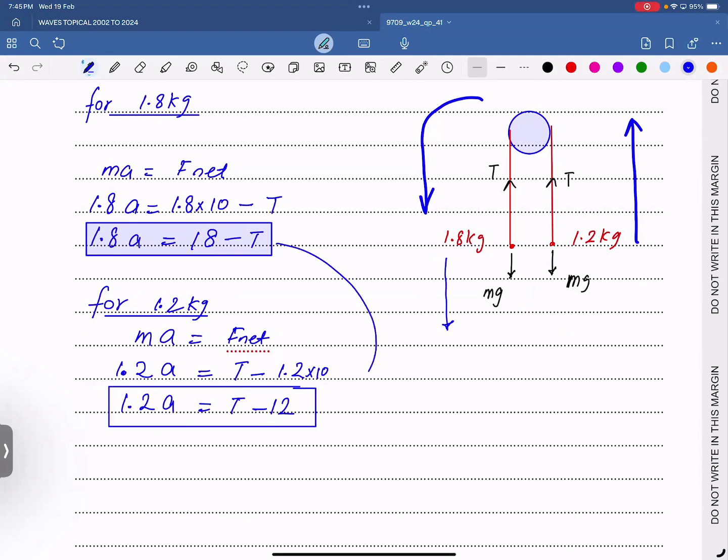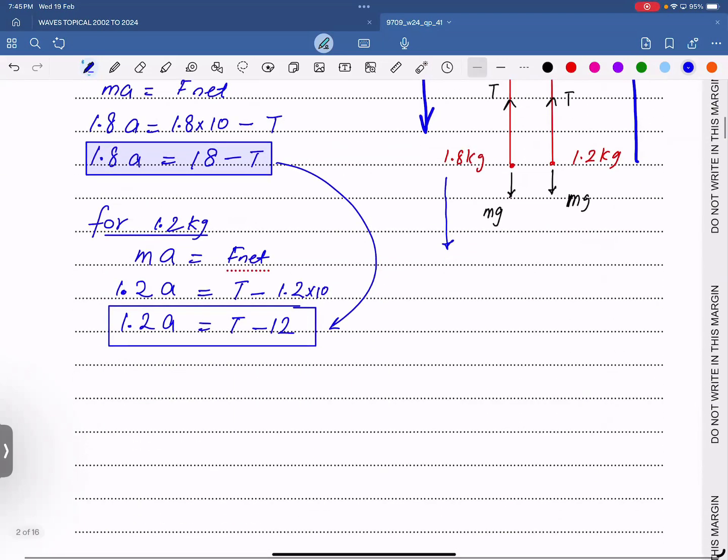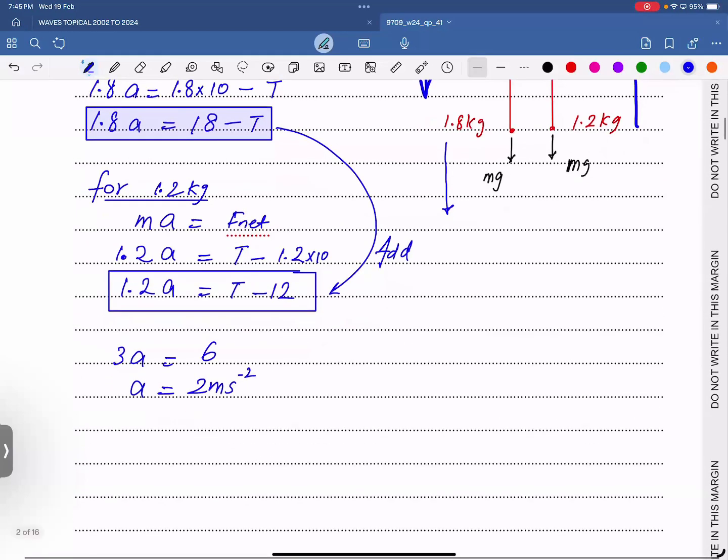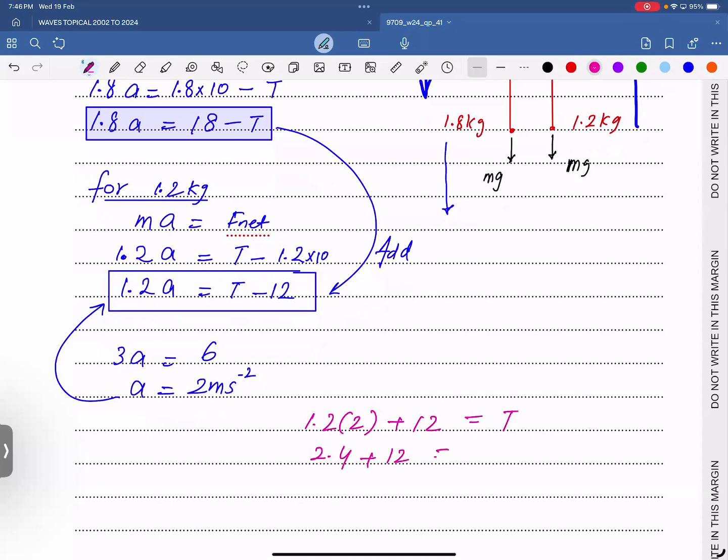So you will add these two equations. Let's check how much is that. So it's going to be, add them. So it is 3a, tension will be simplified, is equal to 6. Acceleration is 2 meters per second square. My dear students, once you found the acceleration, you can substitute acceleration in any of the two equations. So I'm substituting in this one. It is going to be 1.2 into 2 and then plus 12 is equal to tension. So it is 2.4 plus 12 is the tension. The tension will be 14.4 newtons.